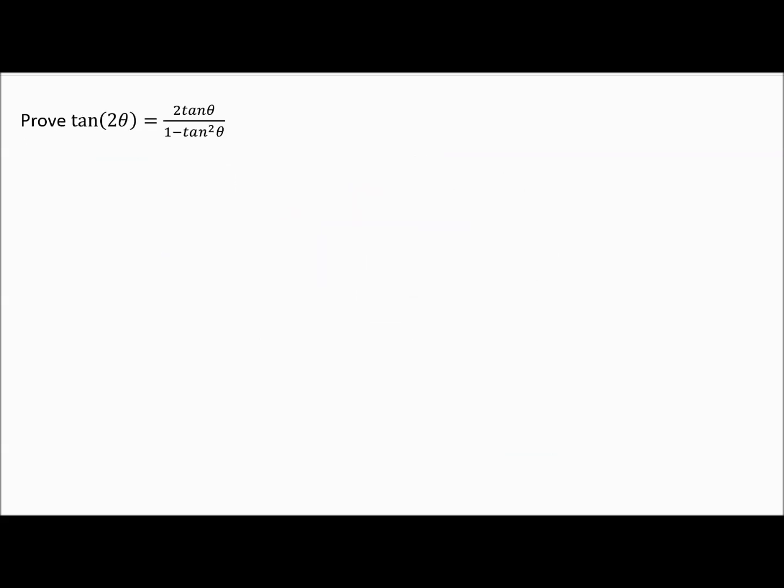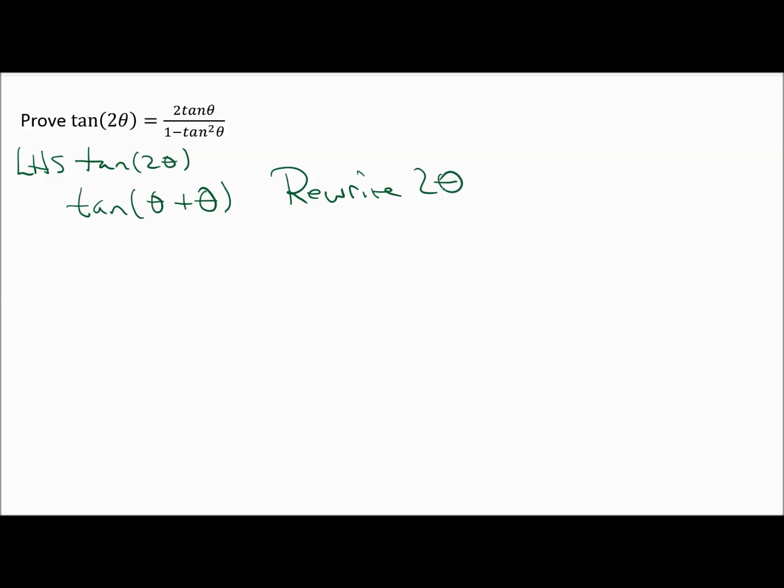Alright, so we have one more of these double angle formulas to prove before we can have an opportunity to use them. I'm going to start with the left-hand side, which is tangent of 2 theta. The principle that we've used for the other 2 is going to be the same here. I want to rewrite that as tangent of theta plus theta. Okay, so I'm rewriting 2 theta, and that's so I can use the sum difference formula. I'm going to use it for tangent this time.